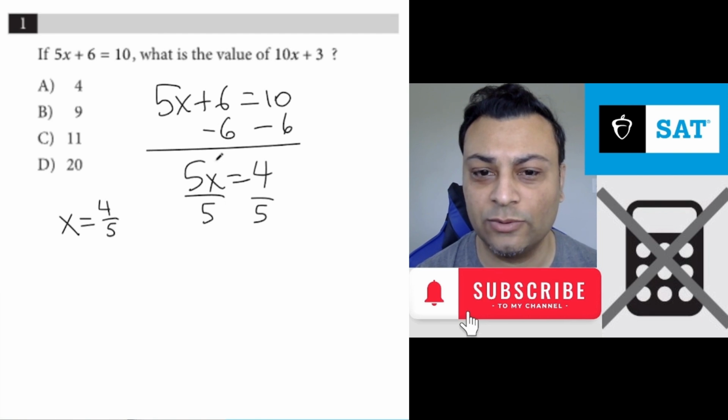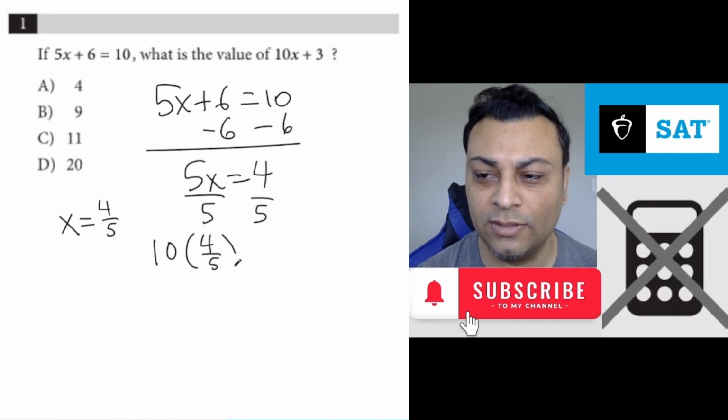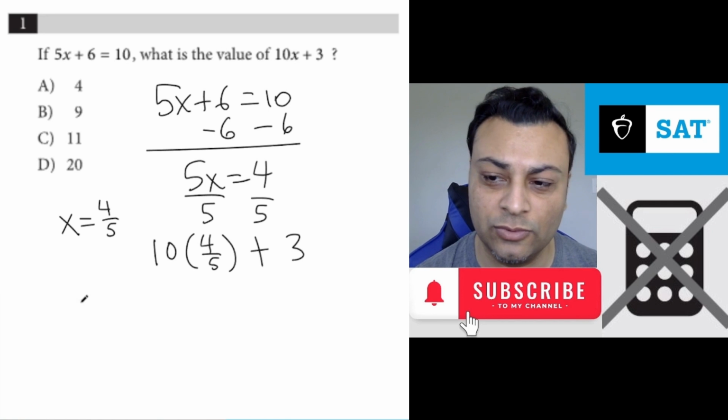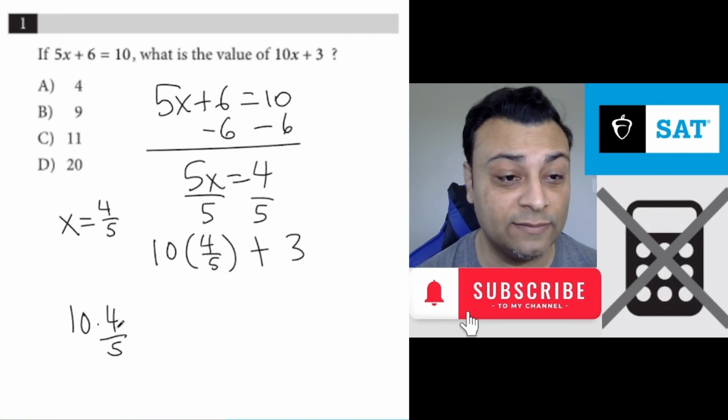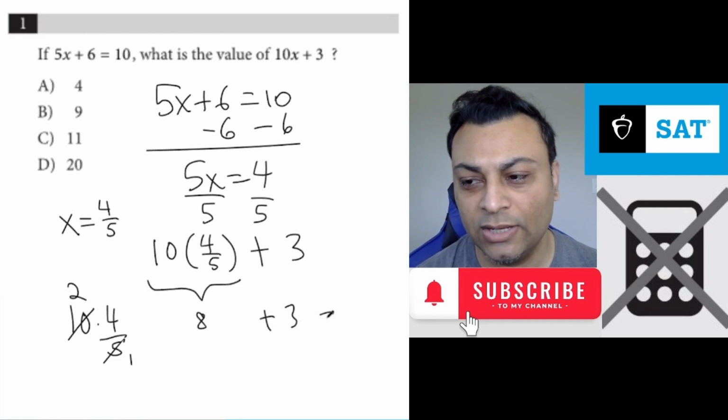And we hold on to that real quick. And then, from there, we want 10x plus 3. So we would do 10 times 4/5 plus 3. Now, 10 times 4/5 to do on your own, it ends up being 10 times 4 over 5. You can do 40 over 5 to get 8, or you can reduce this to 2 and 1. 2 times 4, you get 8, so this will come out to 8 plus 3, and you get 11, which is answer C.